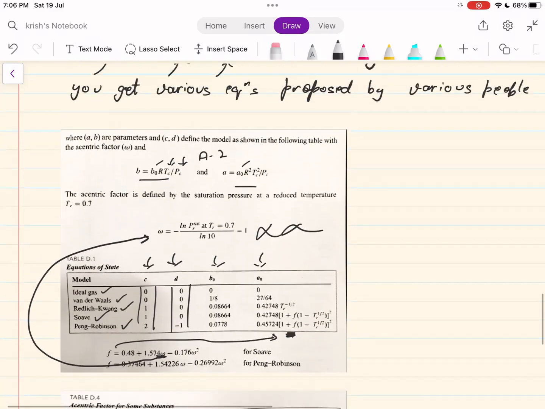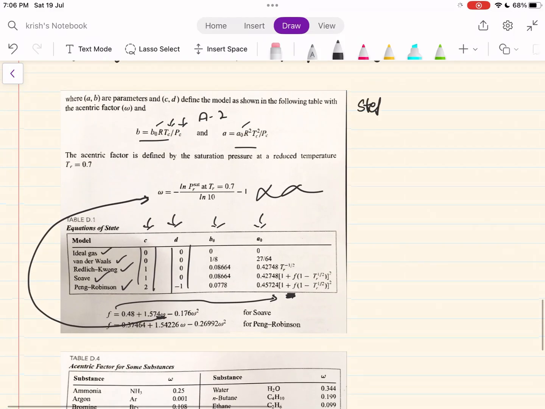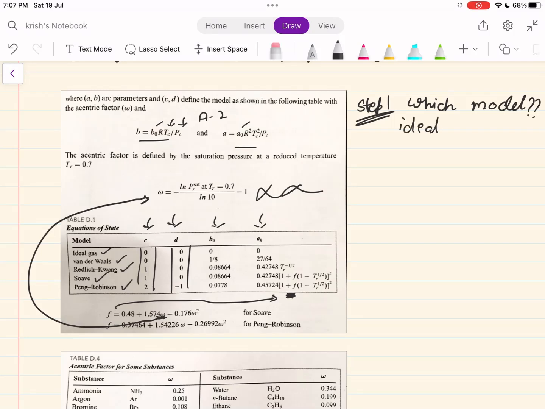So I will break it down for you. Step 1: which model? I mean, is it ideal gas? Is it van der Waals? Is it Soave? Which one of these is it asking you to choose? So you choose from here, this table.